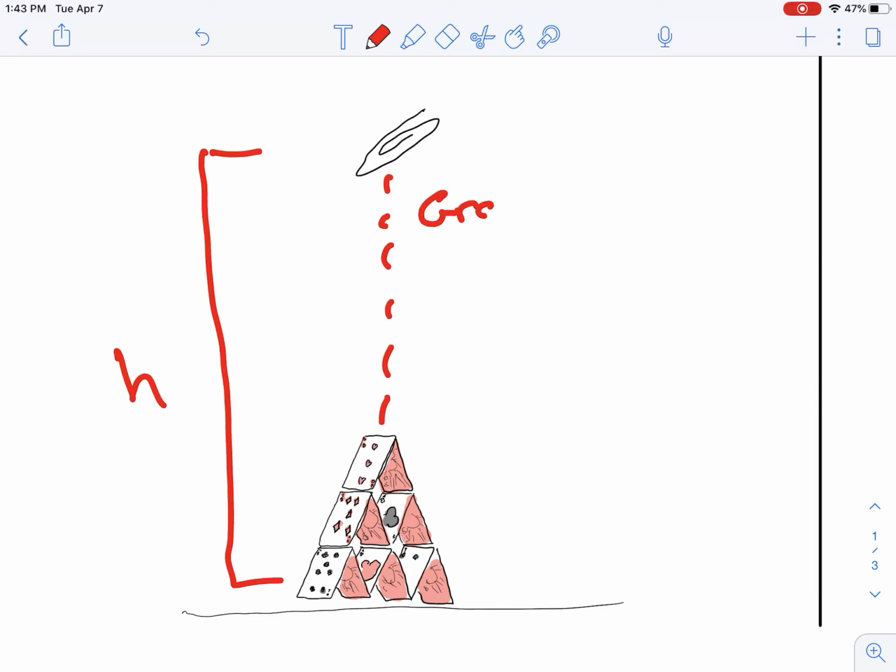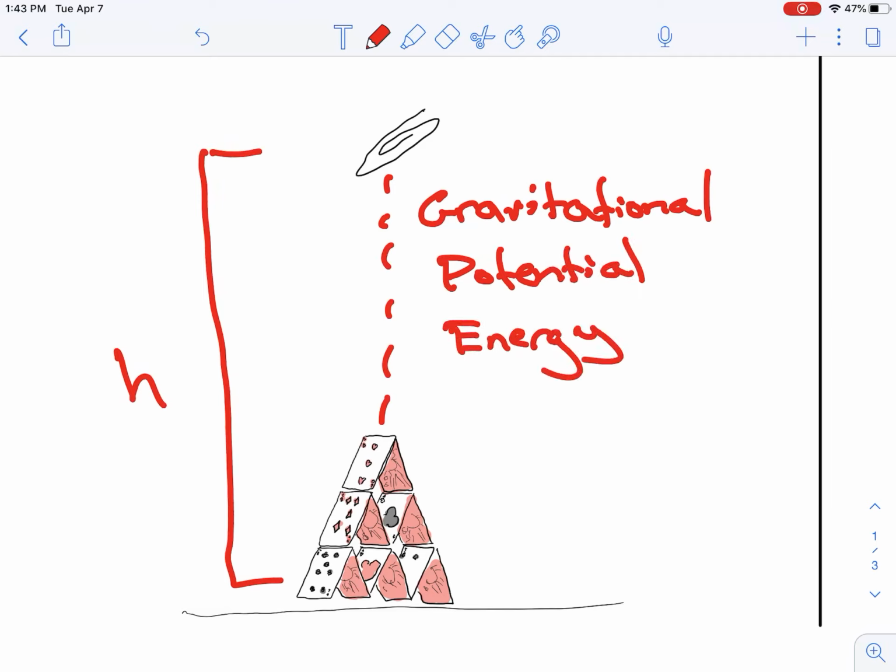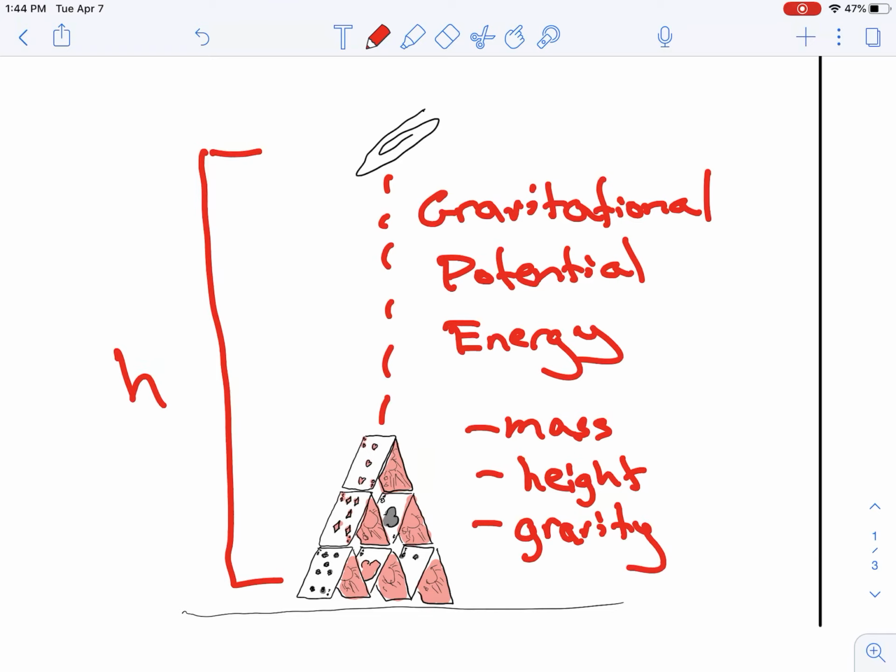It has gravitational potential energy. Gravitational potential energy. And I took an object that has mass, I raised it up to a height, and it happens to be on planet Earth, which has a gravitational field. So if you got mass, height, and gravity, you're going to have gravitational potential energy, otherwise known as GPE.